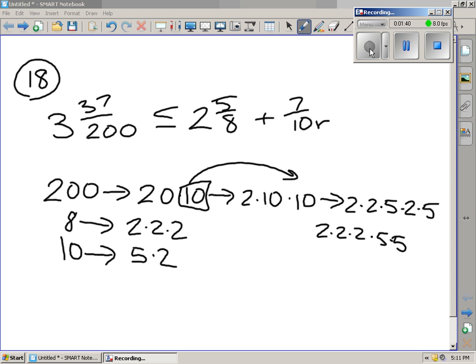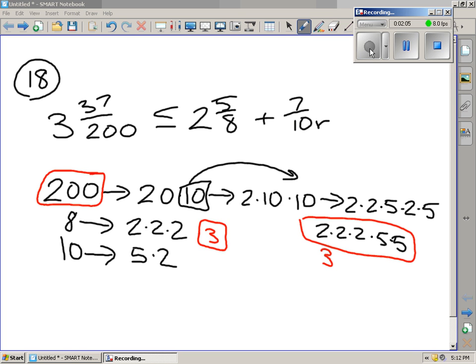So our least common multiple needs to have the most of each factor from a particular number. For example, when you look at 200 and its prime factorization, there are 3 2's used in the prime factorization of that number. In 8, there are also 3 2's used. In the prime factorization of 10, there's only 1 2 used.